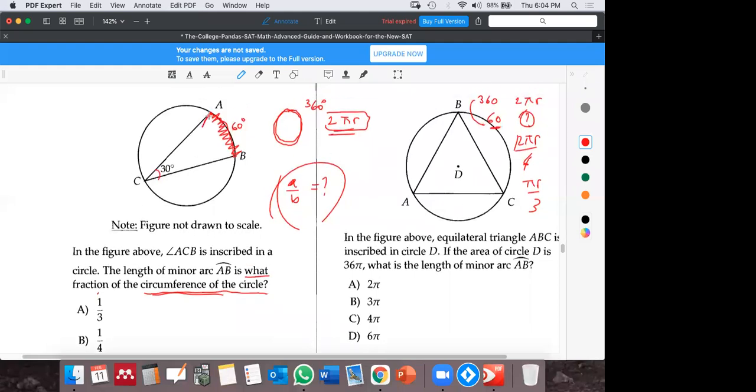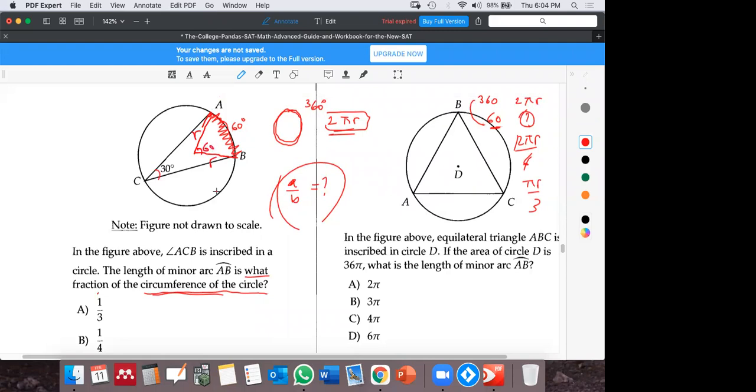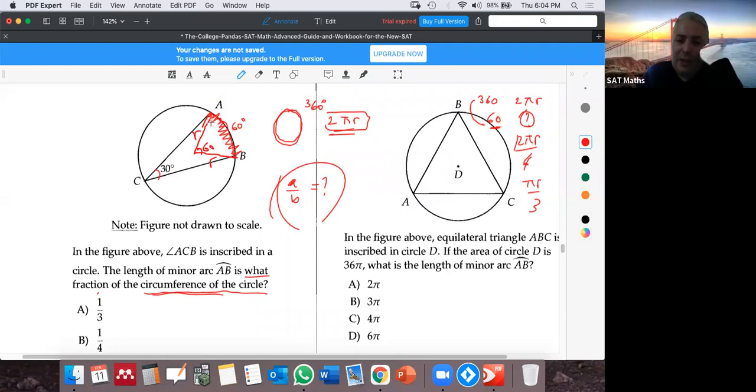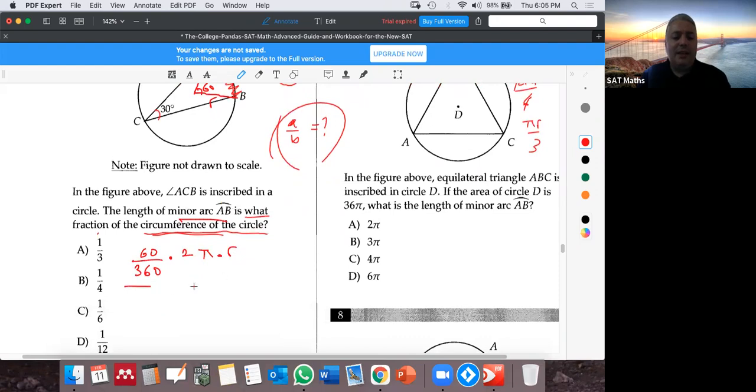And the bigger is just one. So this is now the radius, you know, radius. So this will be now 60. And then how can I calculate the radius? By the way, in the figure above, ACB is inscribed in a circle. The length of the minor arc AB. So what is the length of minor arc AB? It is 60 divided by 360, times 2 pi r. So, am I right? 60 over 360, 2 pi r. And then it is divided by the circumference. What is the circumference? 2 pi r.